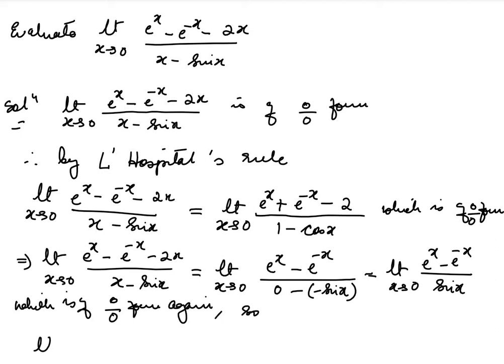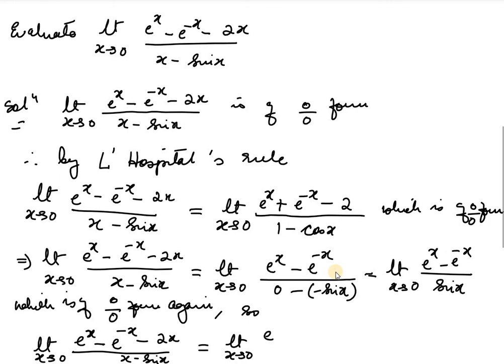So in this case, by applying that L'Hopital rule, e to the power x minus e to the power minus x minus 2x divided by x minus sin x is equal to limit x tends to 0. So differentiate this one, then what will you get? It will be e to the power x, differentiation of e to the power x will be e to the power x, and differentiation of e to the power minus x will be minus, so it will be plus here, e to the power minus x divided by cos x.